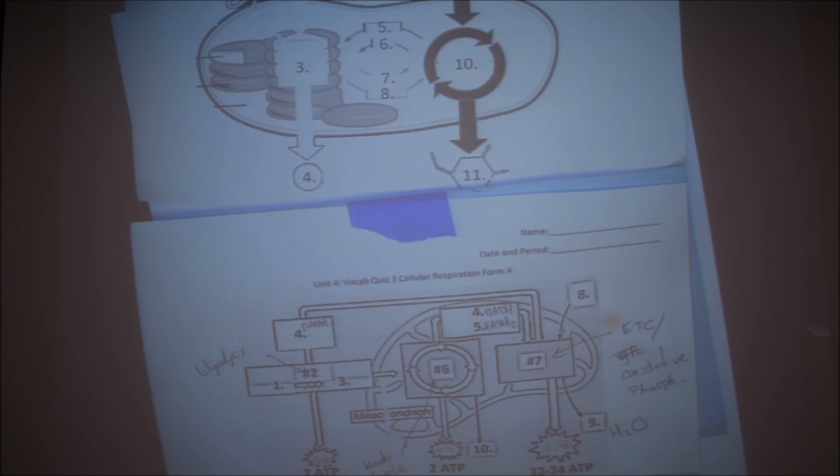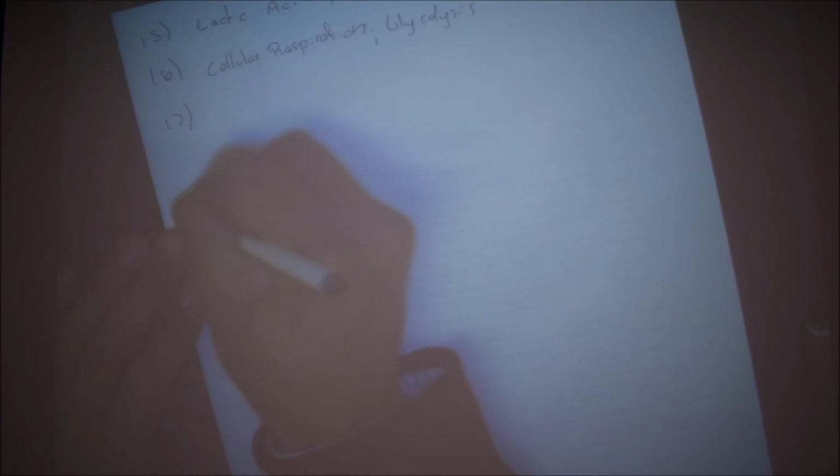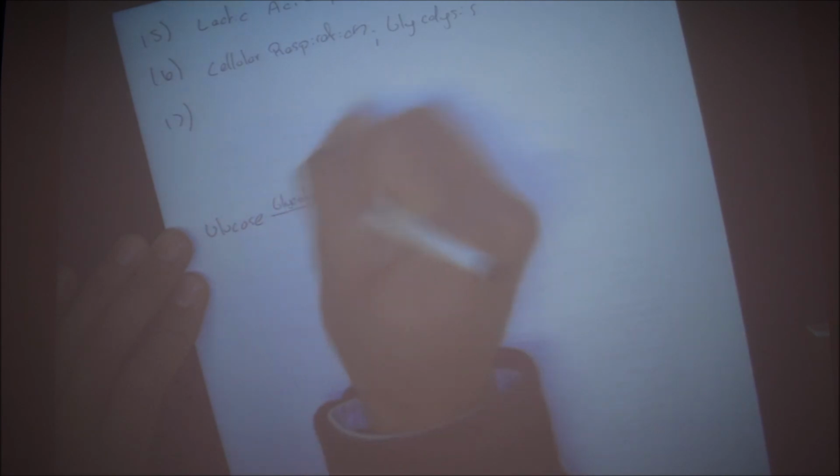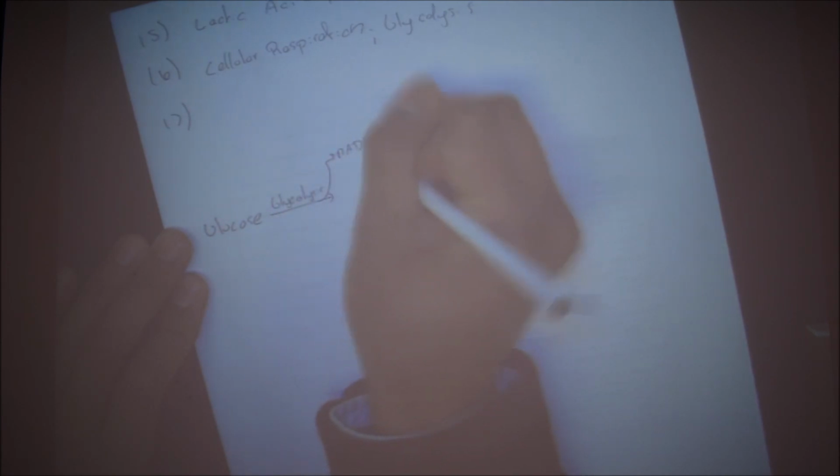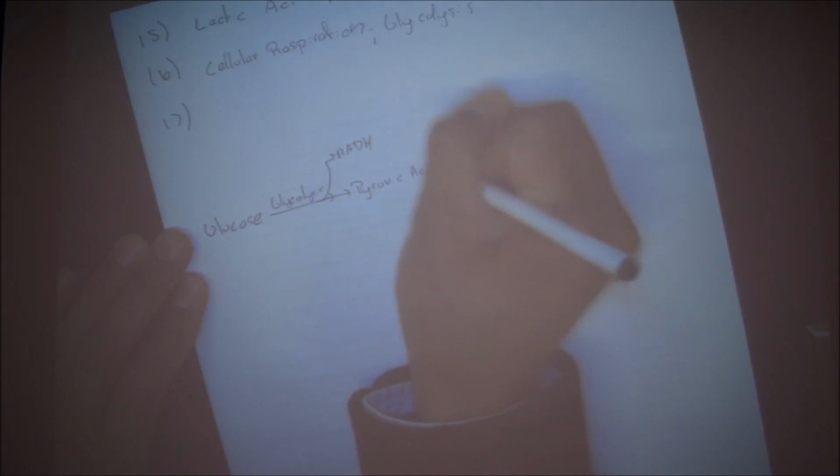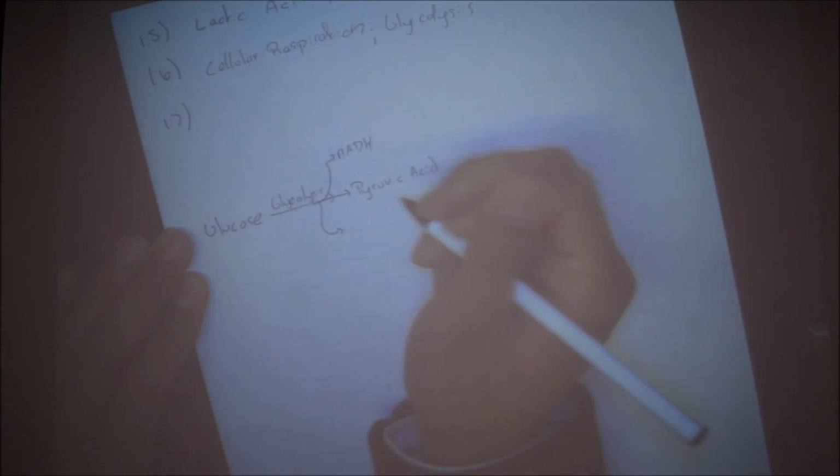In the presence of oxygen, what do we call that process? I'll go ahead and give you the 2 pathways. So glucose is right here. It undergoes glycolysis. And you get NADH, you get pyruvic acid, you also get 2 ATP.